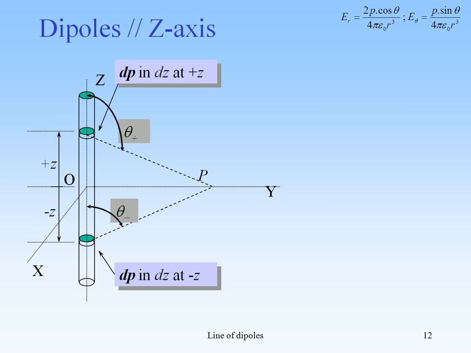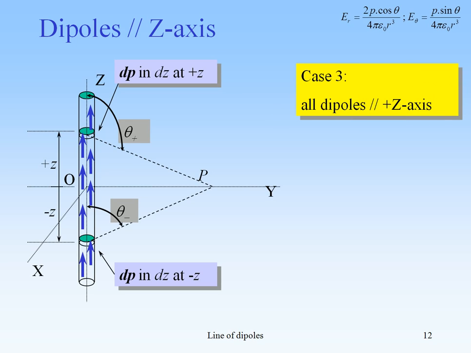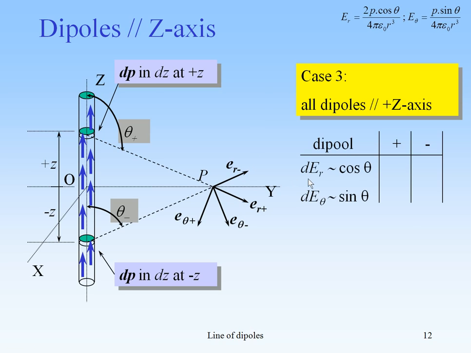The third situation is when the dipoles are parallel to the z-axis, case 3. In this case, the unit vectors are directed along these directions, here for the theta and these for the r's. And this means that cosine theta is negative here, because theta is over 90 degrees. And for the minus component, the cosine is positive, because theta is smaller than 90 degrees.